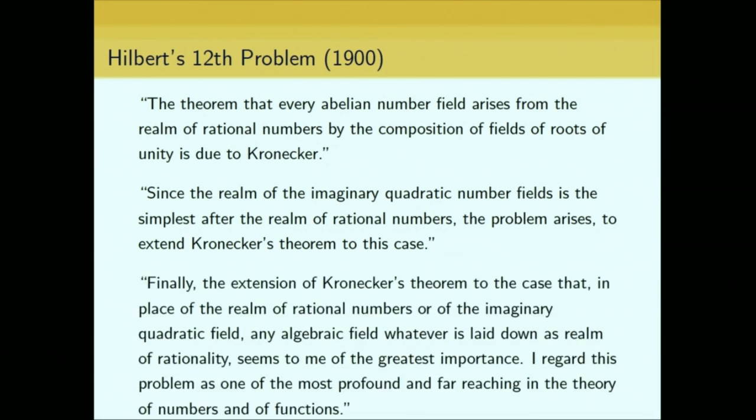Then finally, so this is the focus of my talk, the extension of Kronecker's theorem to the case that, in place of the realm of rational numbers or the imaginary quadratic field, any algebraic field, whatever is laid down as realm of rationality, seems to me of the greatest importance, and I regard this problem as one of the most profound and far-reaching in the theory of numbers and of functions. So the case that I'm going to be focusing on today is when the ground field is a totally real field. So for example, a real quadratic field, Q adjoin root 2, Q adjoin root 5.